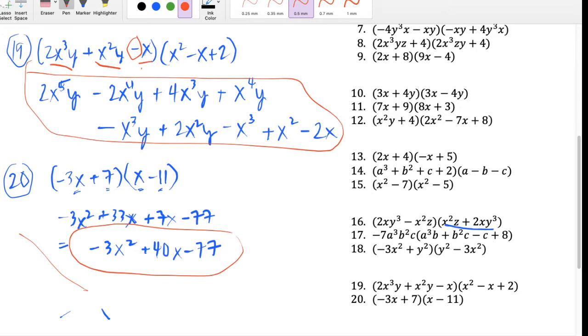Pero ang sagot dito sa number 18 should be y raised to 4 plus 6x squared y squared, minus 6x squared y squared plus 9x raised to 4. Okay, kasi kanina hindi ko nasama tong square. Alright, so that's it guys. After this, let's answer yung worksheet number 3.